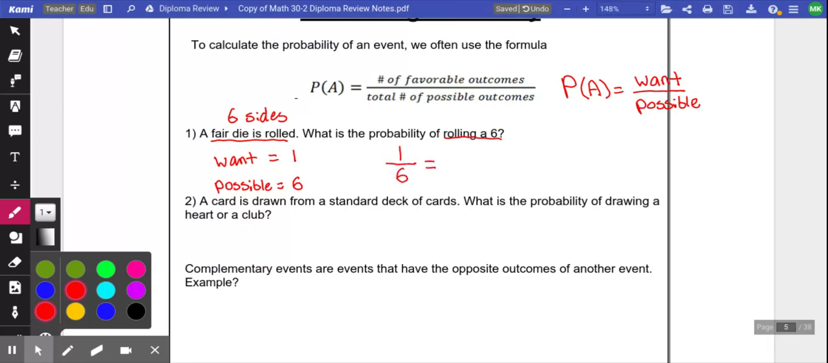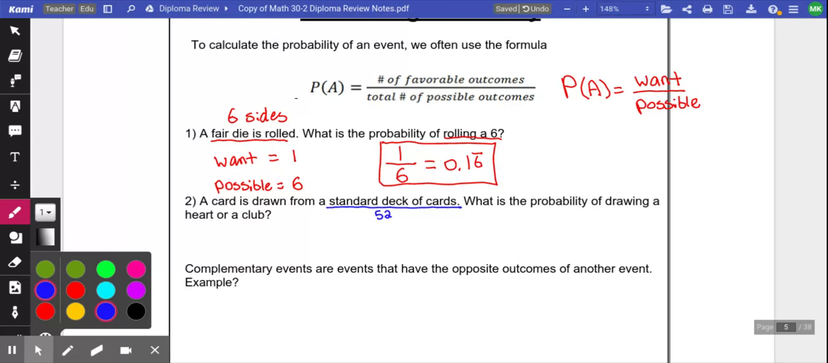Probabilities can also be represented as decimals. So if you go 1 divided by 6, it'll give you 0.16 repeated. Both those answers are the same, just represented in different ways. One's a fraction, one's a decimal. Question number 2. It says a card is drawn from a standard deck of cards. A standard deck of cards has 52 cards.